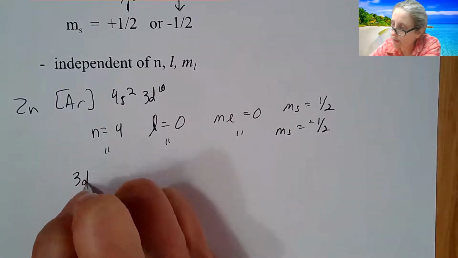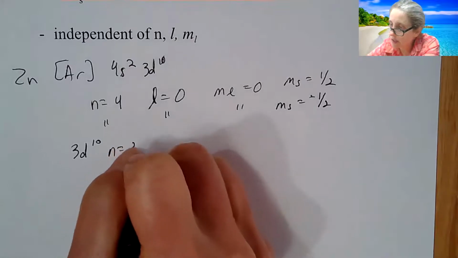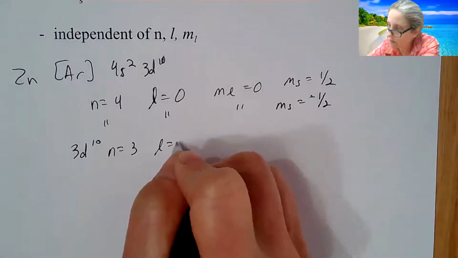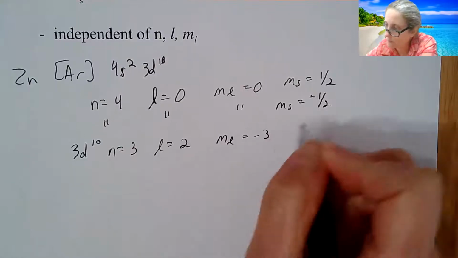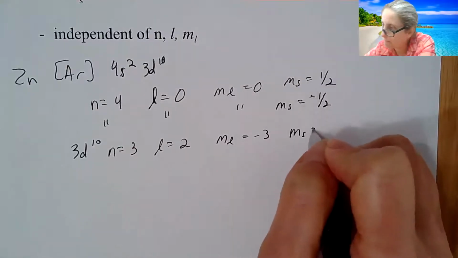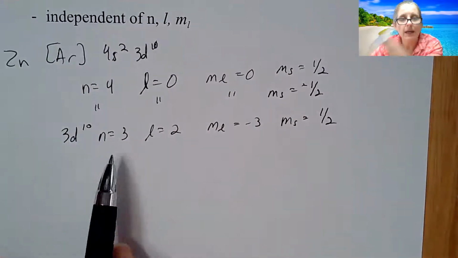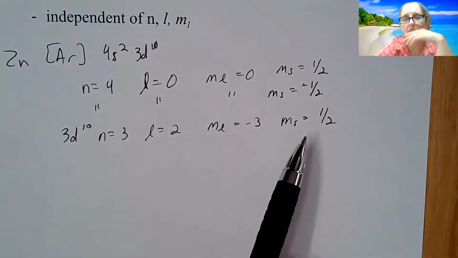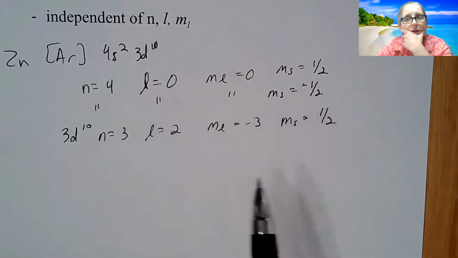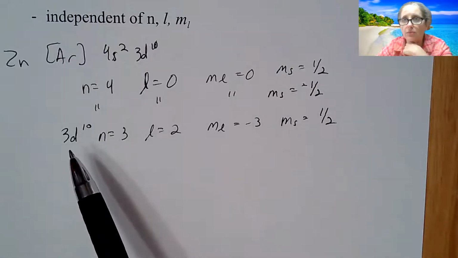So let's look at the 3d, okay? This is another set of quantum numbers. So I wrote down n is equal to 3, l is 2, ml is -3, and ms is 1/2. So another type of question I might ask is, is this a legitimate electron in the 3d?